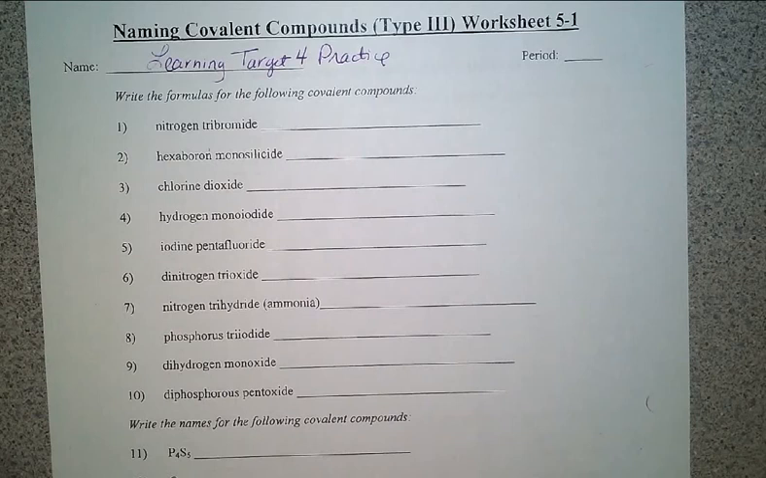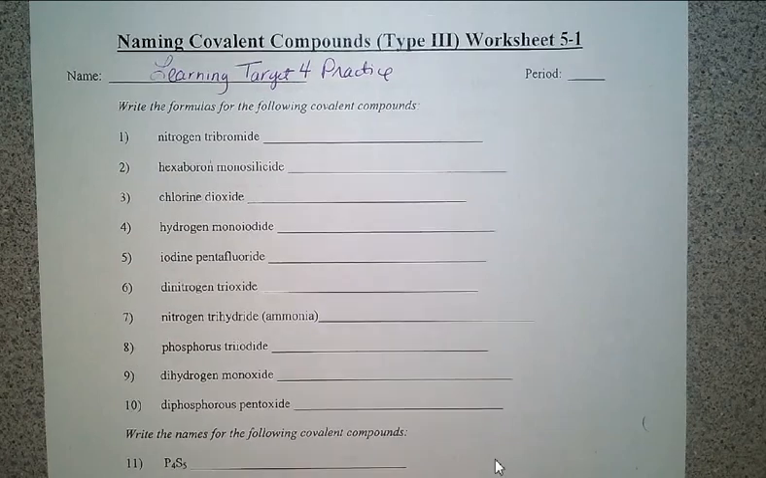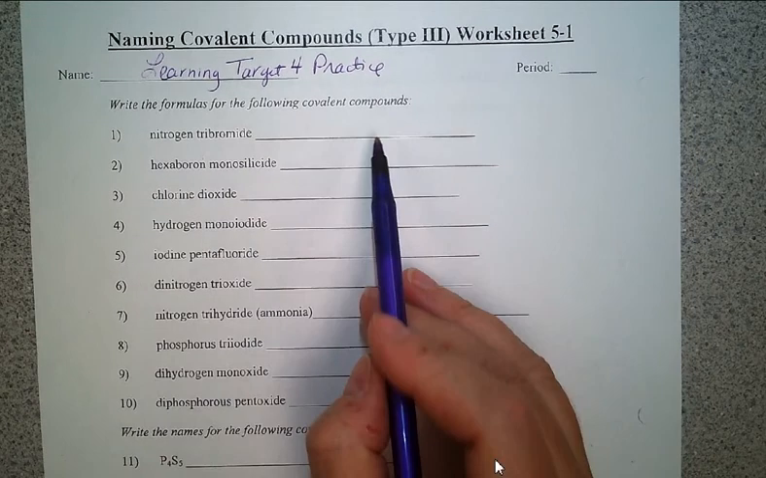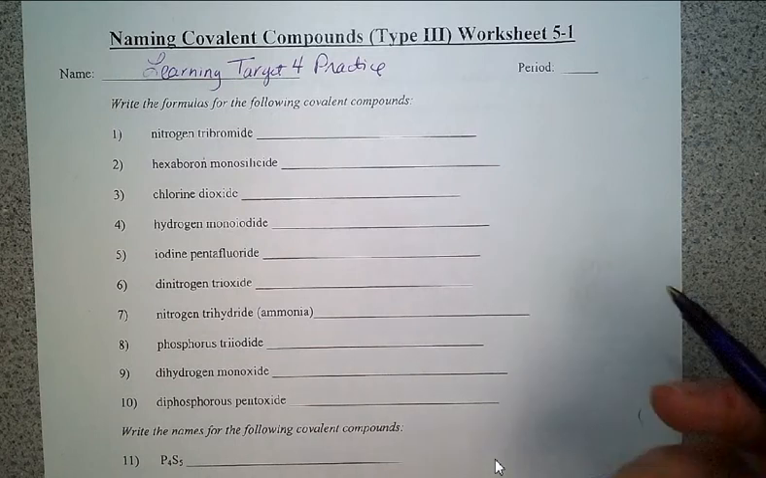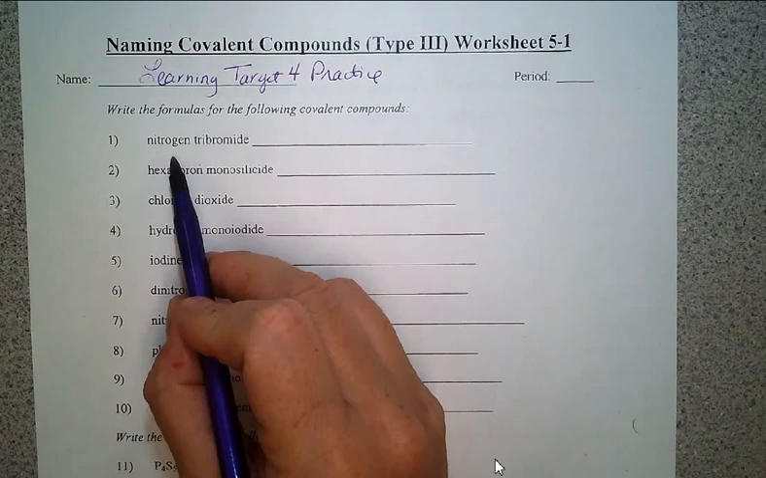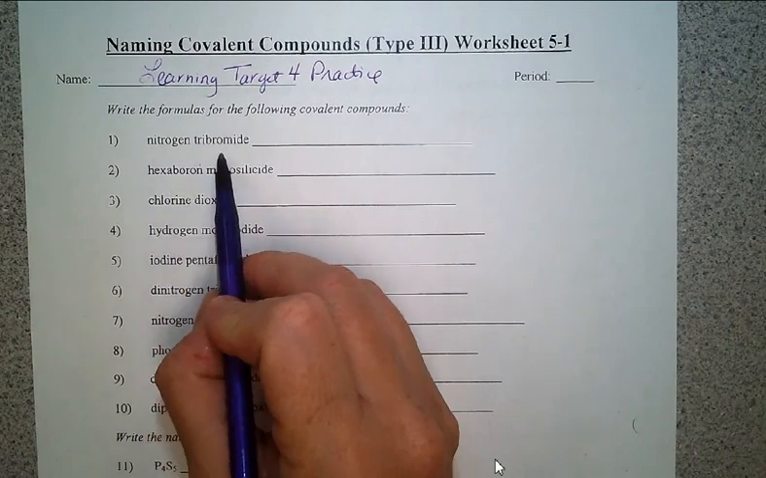Here we go. With learning target 4, we are naming some covalent compounds. So really quickly, we're going to go through this. I hope you have watched all of the explanations and you're pretty comfortable with this. As we go through, the first thing that we have to do is write the formulas, and we're going to write them exactly as they say.